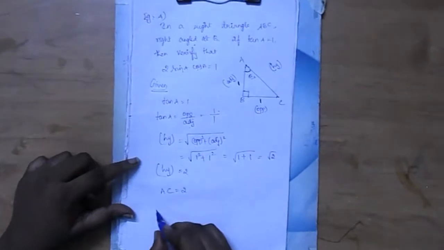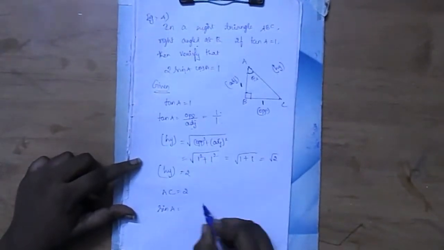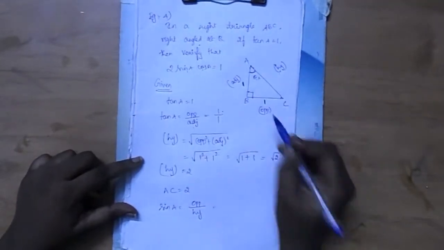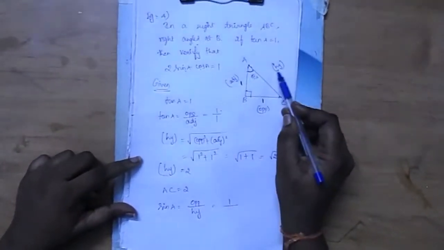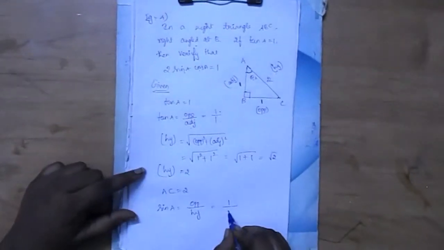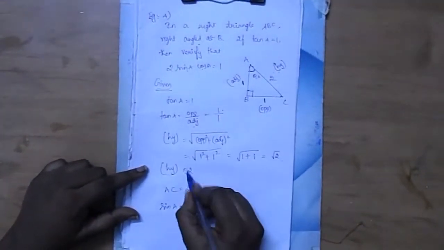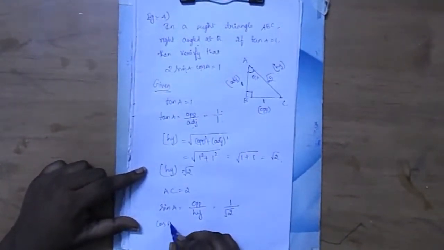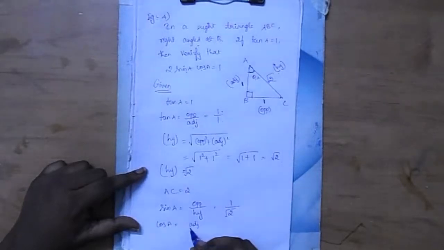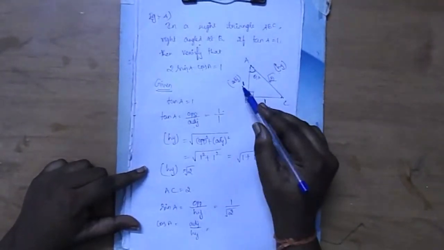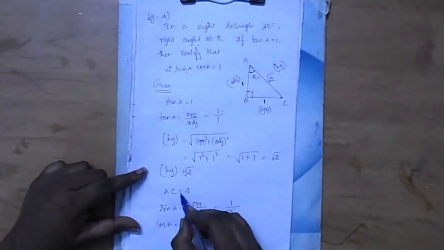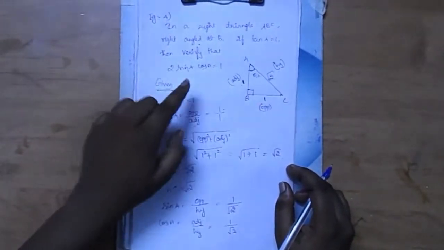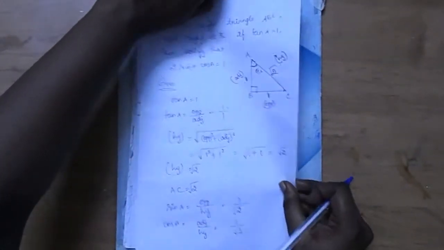Okay. So, sin A equal to opposite side by hypotenuse, where opposite is 1 and hypotenuse value is root 2. So, the answer is 1 by root 2. Next, cos A equal to adjacent by hypotenuse, where adjacent value is 1, hypotenuse value is root 2. Now we substitute the sin A and cos A values to find the answer.